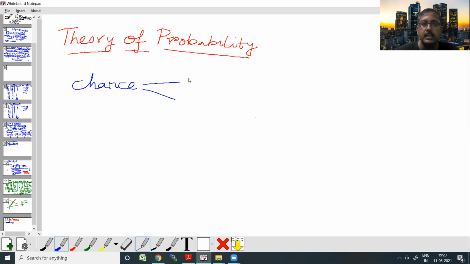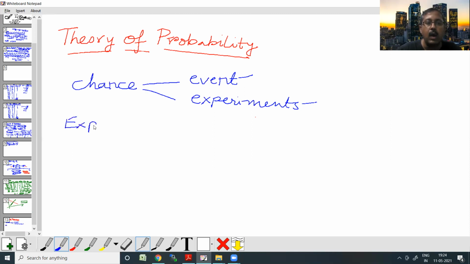So one is the chance of a particular event occurring. And how does the event occur? An event occurs as a part of a set of random experiments, right? So it makes great sense to understand these terms, event and experiments, or rather random experiments. What do these two terms mean? First, let's talk about experiments or random experiments. What is an experiment in the context of probability?